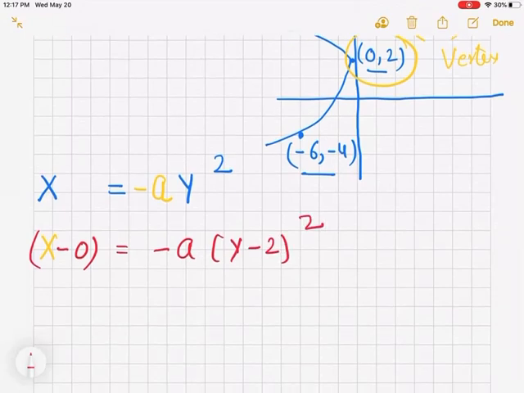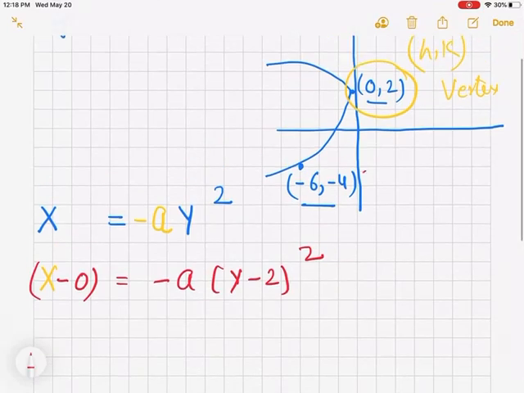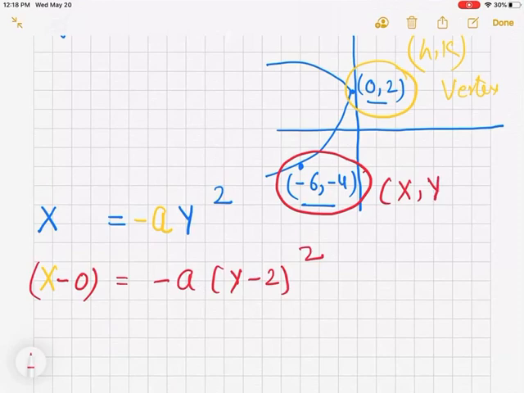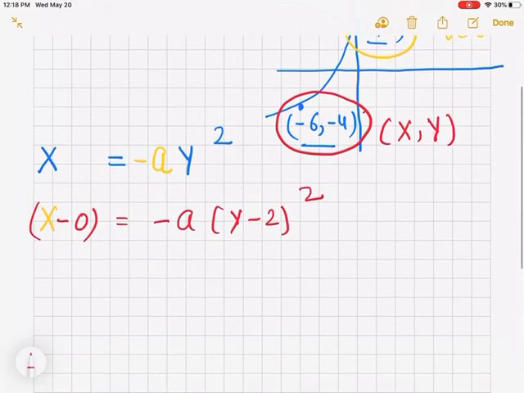Now, do we know the focus point? Because if you do know the focus point, then we can just use 1 over 4p to find the rest of the information and find the a, right? We have no clue about the focus point. So I would use this coordinate point on the graph. This is just an x, y, any random coordinate point on this equation, right? I'm going to plug x and y into this equation and solve for the a value.